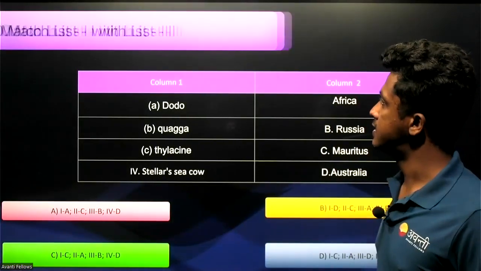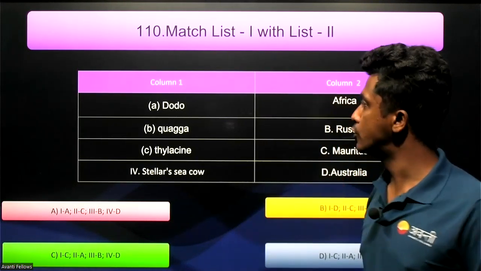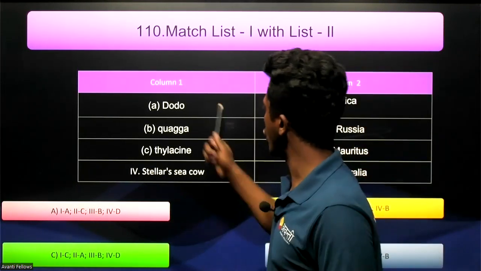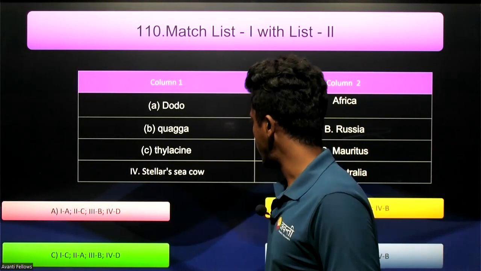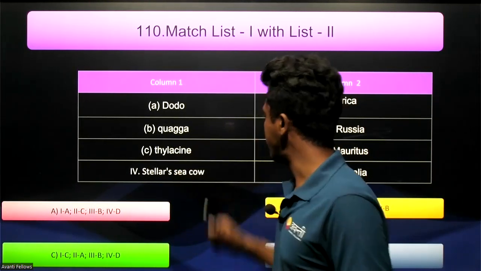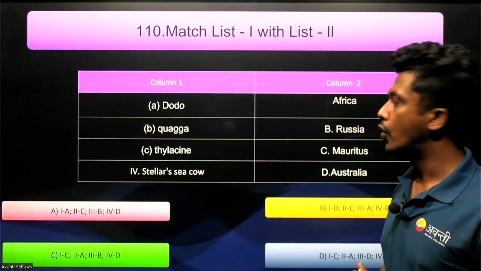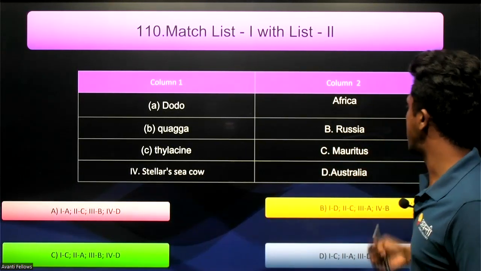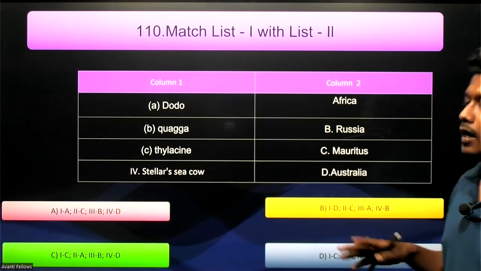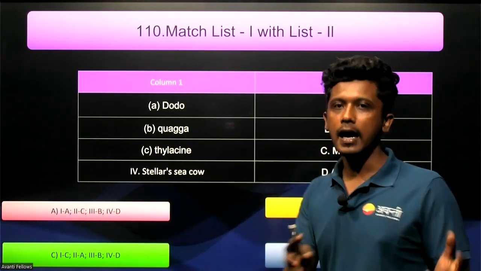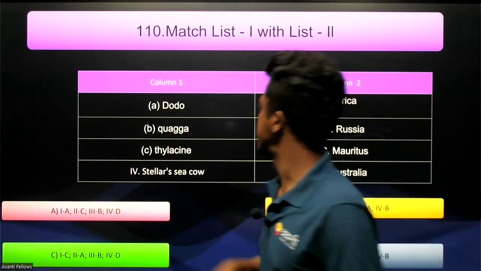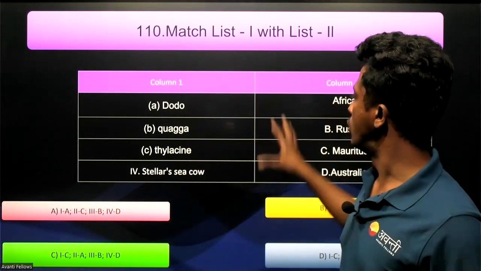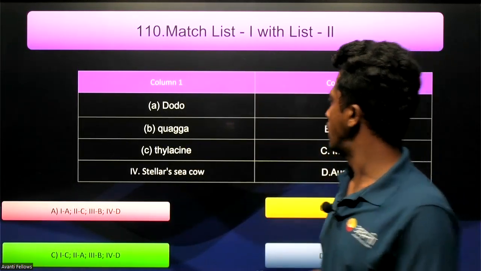Okay. So let's go for the next question. And the next question is we have to match list one with list two. In column one, we have dodo, quagga, thylacine, and Stellaco. And then in column two, we have Africa, Russia, Mauritius, and Australia as list two. So we have to match which of these endemic species belong to which region. Okay. So let's look at this.